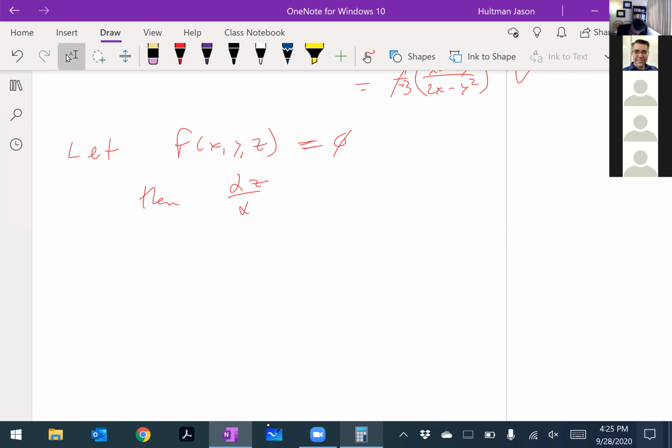For dz dx, set this equal to 0, dz dx is going to be equal to negative f sub x over f sub z. It's kind of interesting. That's the partial of z with respect to x. What about the partial of z with respect to y? Partial of z with respect to y.